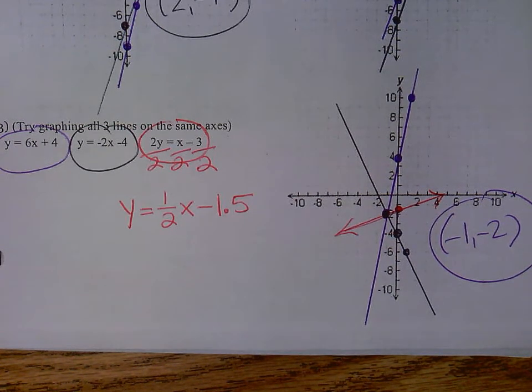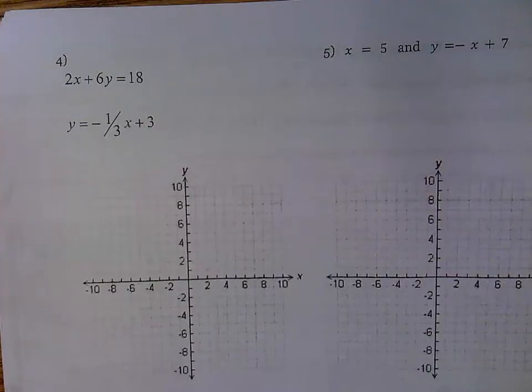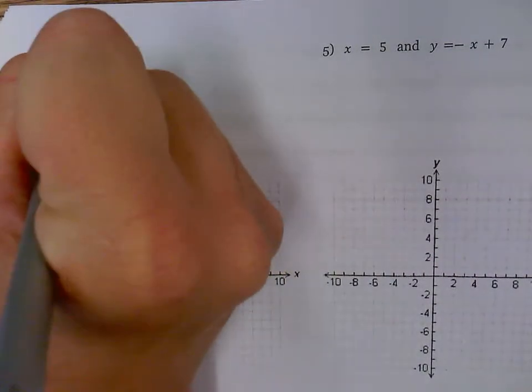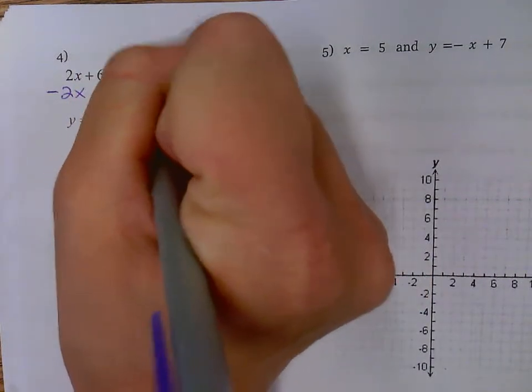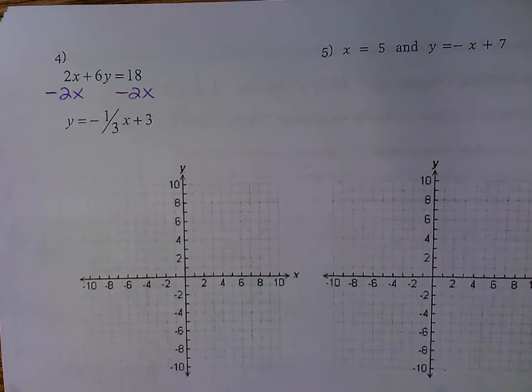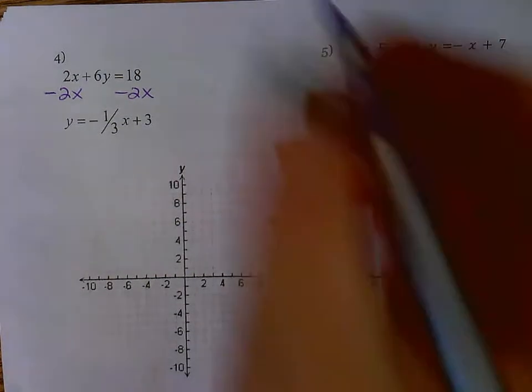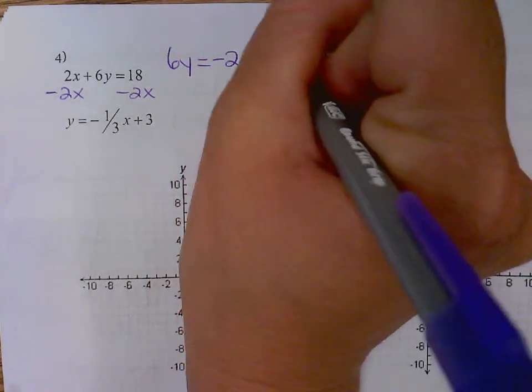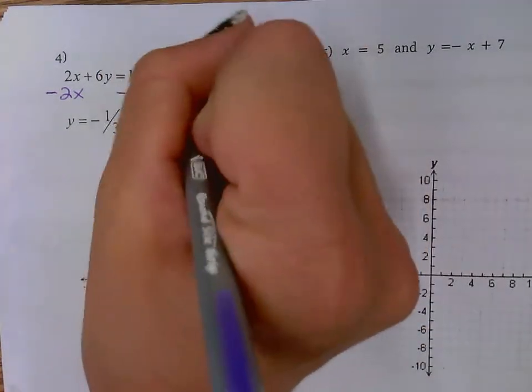All right, I will walk around. So for this first one, we want to subtract the 2x to the other side. I actually saw a lot of people do this problem perfectly. So we get 6y equals -2x plus 18. And then we divide by 6.